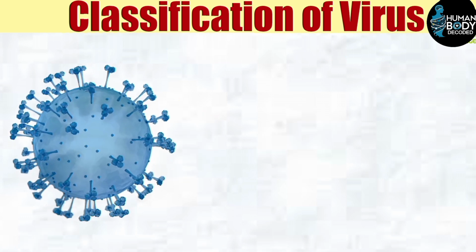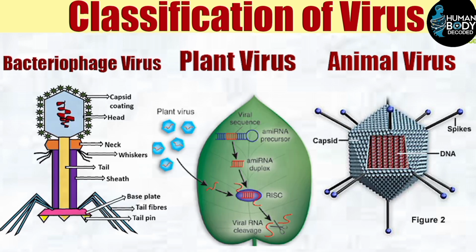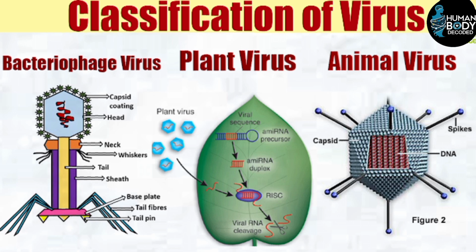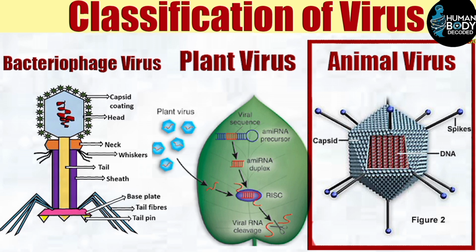Now we come to the third type of classification. It is based on the host. If we talk about the host, there are animal viruses, plant viruses, and bacteriophagous viruses. Such viruses that spread diseases in animals are called animal viruses. If we talk about their examples, they are polio, mumps, and rabies.